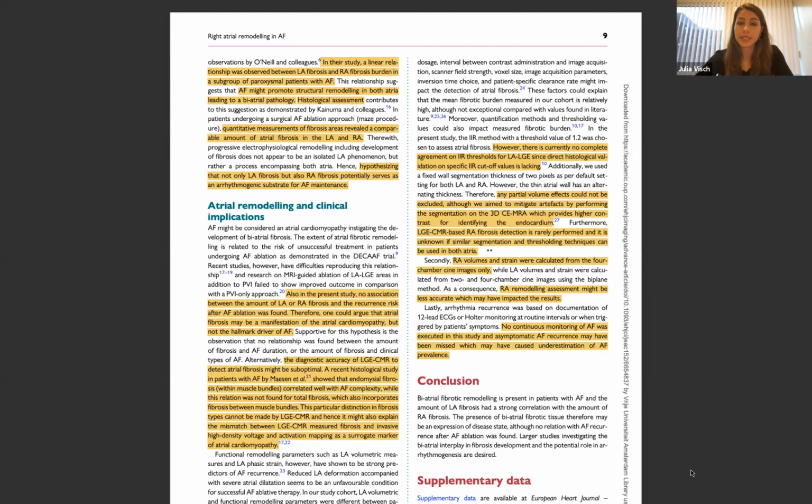Also, we used the same technique for the right atrial fibrosis as for the left, and this has not been as established yet. This could also explain the strong correlation, because we use the same technique.